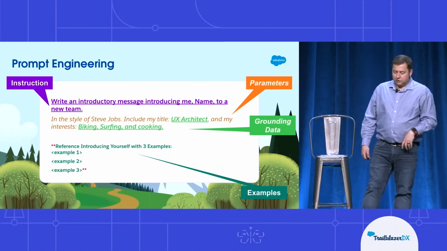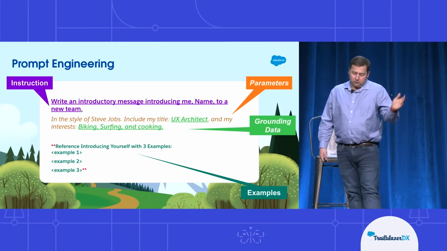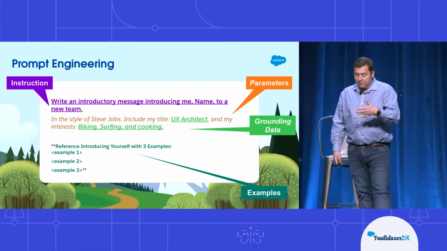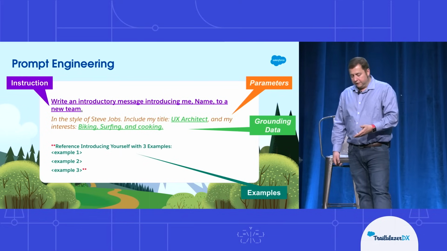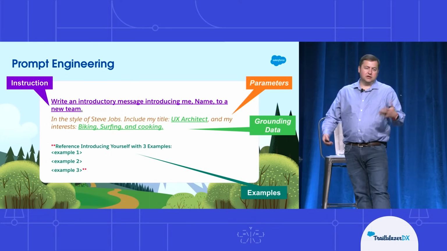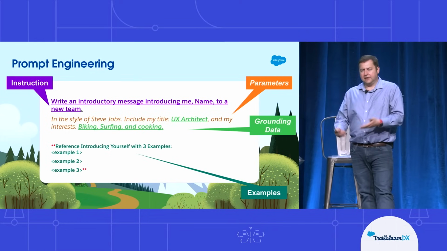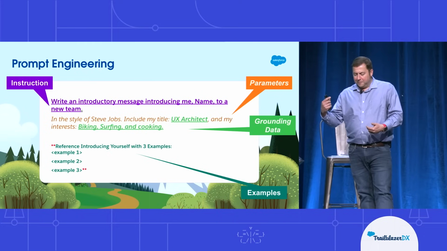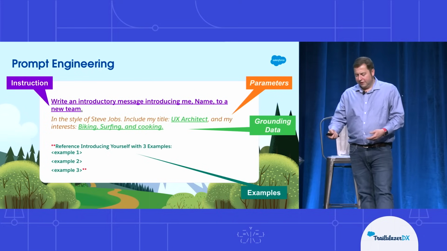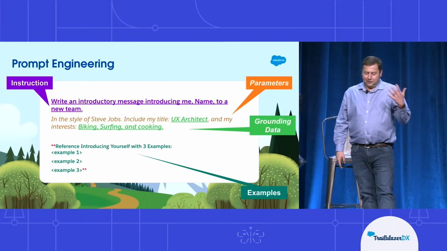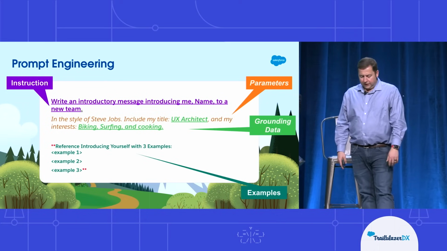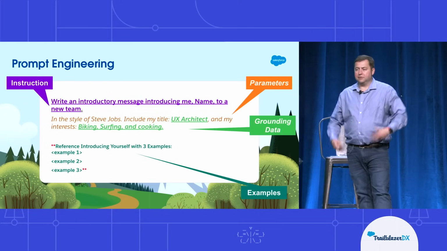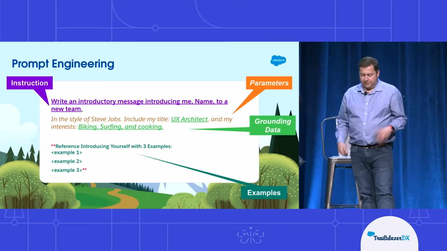And this is what it looks like when you start putting it together. You have instructions: write an introductory message. Parameters: in the style of Steve Jobs. I'm a big fan of saying in Shakespeare English. I think sales emails read much better in Shakespeare English, personally. I don't know why I find that, but I really do. Grounding data: UX architect, biking, surfing, and cooking. And then you can actually give it examples. So this is kind of what a prompt starts to look like when it's put together.